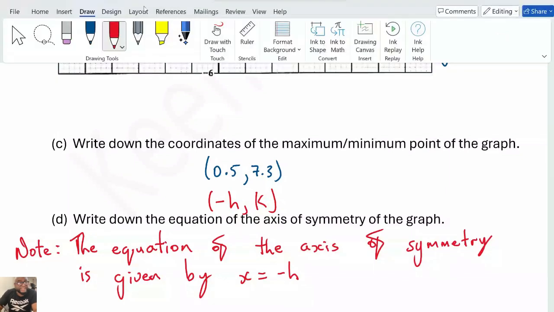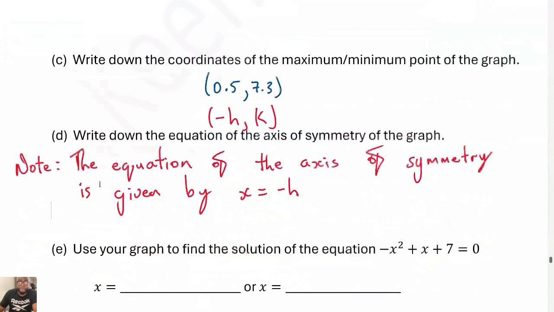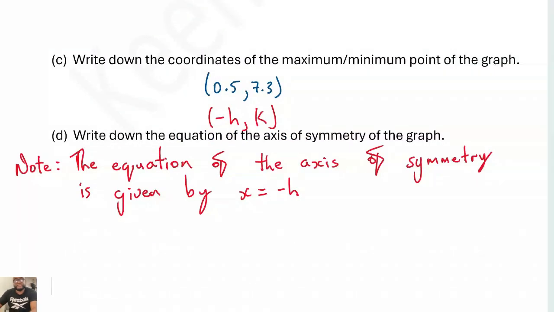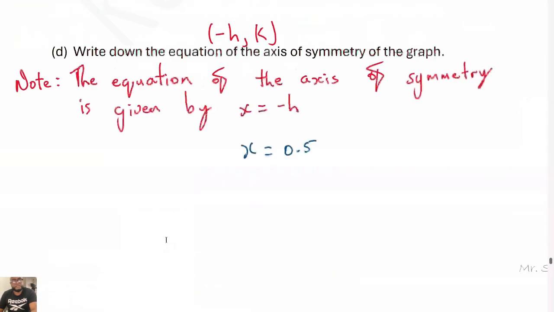0.5. Excellent. It's not going to be negative 0.5, it's going to be 0.5. So x will be equal to 0.5 because this is already negative h. Negative h is the number in front here, the first number, the x-axis value. Everybody good there? Cool.